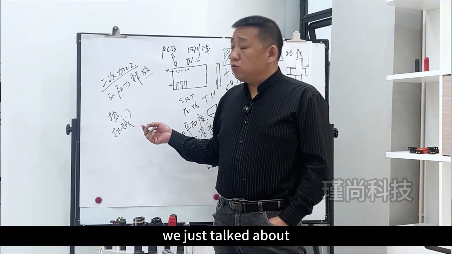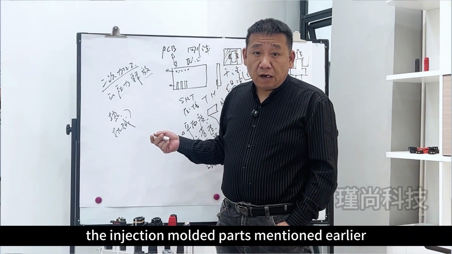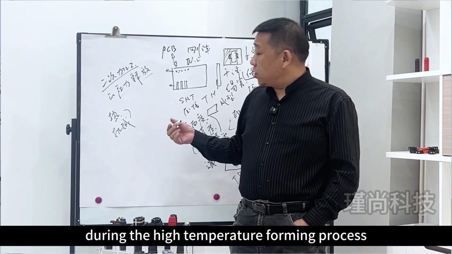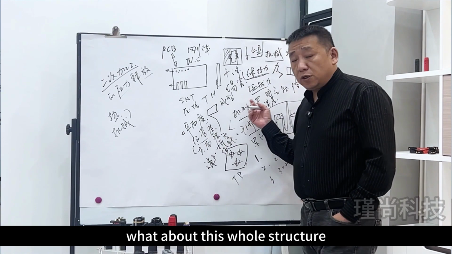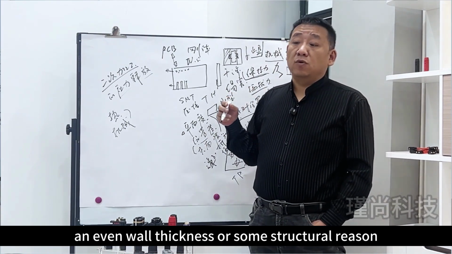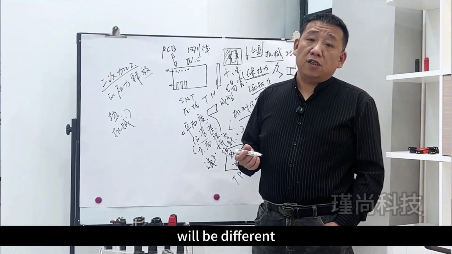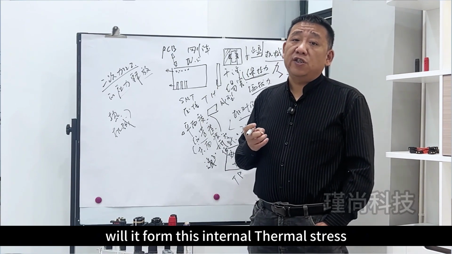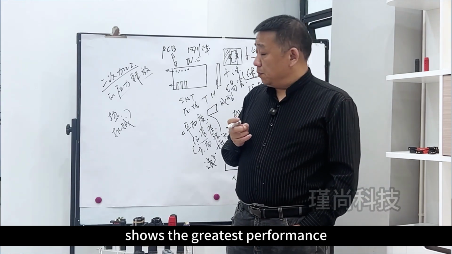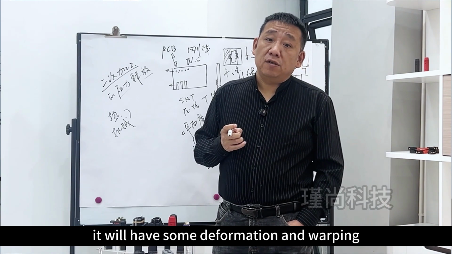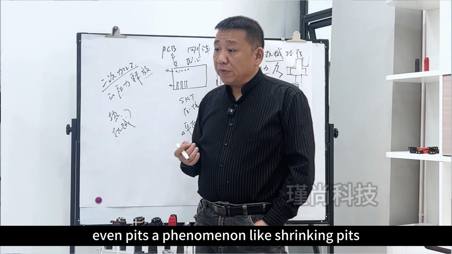We just talked about injection molded parts. During the high temperature forming process, an uneven wall thickness or some structural reason causes heat dissipation in different parts to differ. Will it form internal thermal stress? This internal thermal stress shows its greatest effect when released by temperature. It will cause deformation and warping, even pits, a phenomenon like shrink pits.